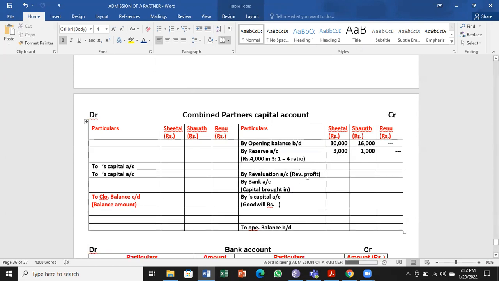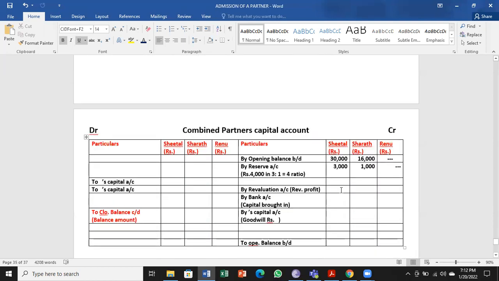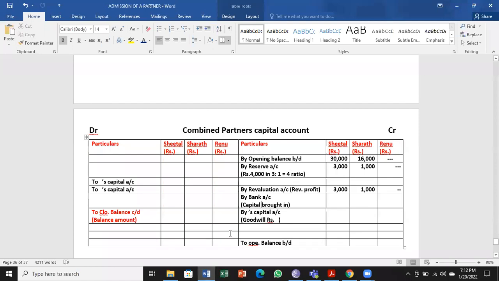So next is revaluation profit or loss. We have a revaluation here. Profit 3,000 rupees for Sheetal and 1,000 rupees for Sharat. That to be taken over here on the credit side. So step number 4. So step number 5 is the capital and the goodwill brought in. Adjustment A. Renu pays 15,000 as capital for 1/5 share and rupees 8,000 for goodwill. So both in the form of cash.